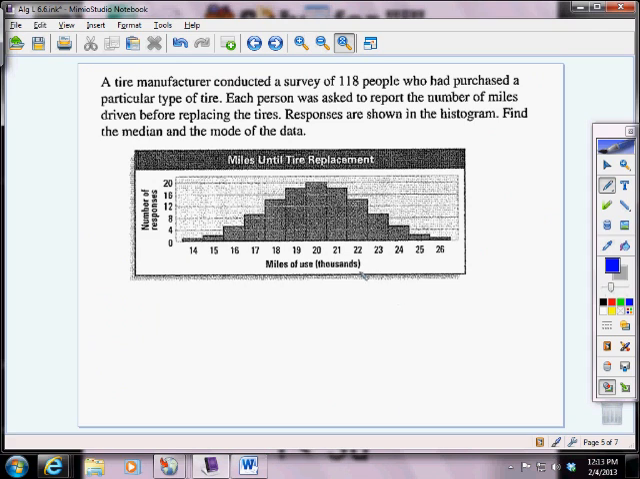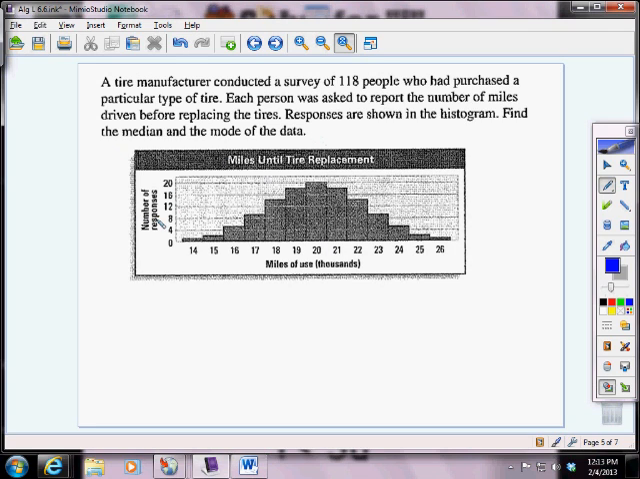If you look at this histogram right here, it says a tire manufacturer conducts a survey of 118 people who had purchased a particular type of tire. Each person was asked to report the number of miles driven before replacing the tires. Responses are shown in the histogram. Find the median and mode of the data.